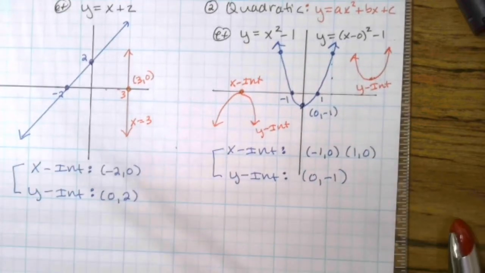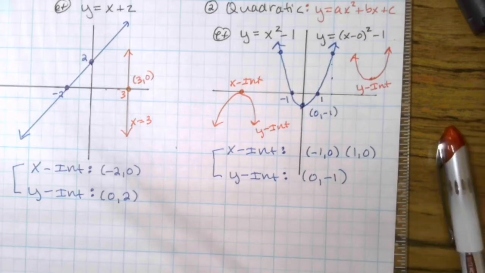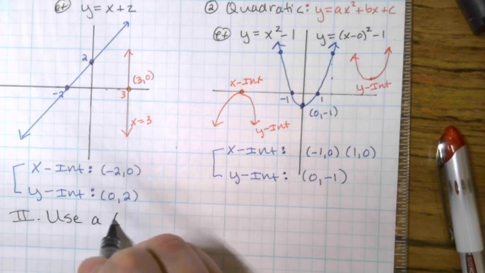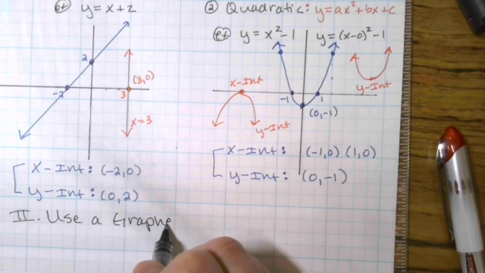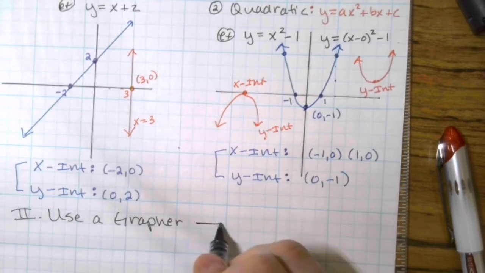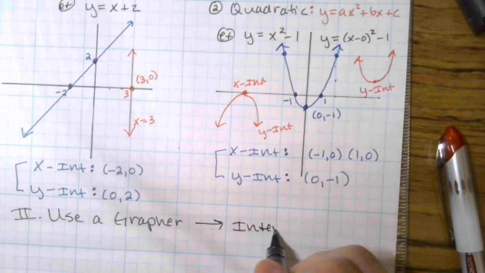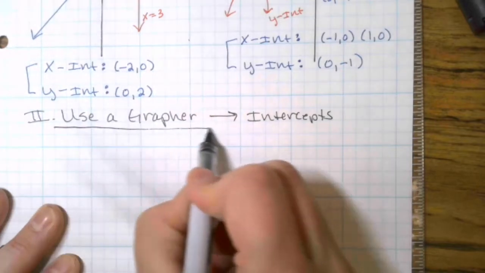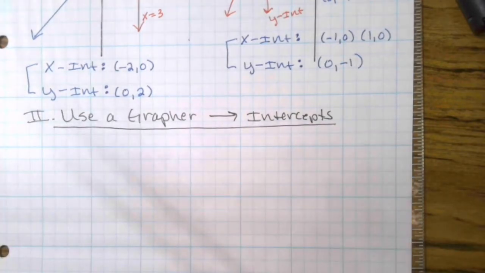All right, for Roman numeral 2, we're going to use a grapher to find intercepts. This is not something you'll be doing on your worksheet, but you will be doing it later, so this is a skill that you need to have.